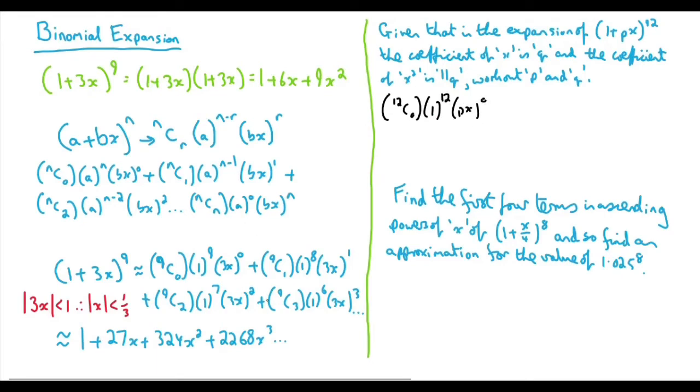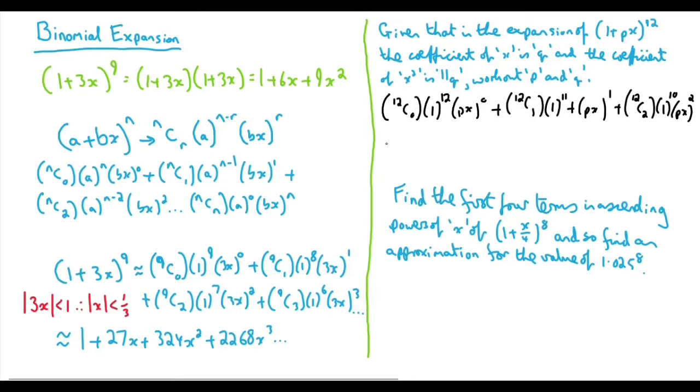As I did it down here, I'll simplify that in a second. Just to write it all out first though, 12 choose 1 gets us 1 to the power of 11 plus px to the power of 1. And then for the third term, 12 choose 2, 1 to the power of 10, and px to the power of 2. We only need to go up to x squared, so I'm not going to bother going any further.